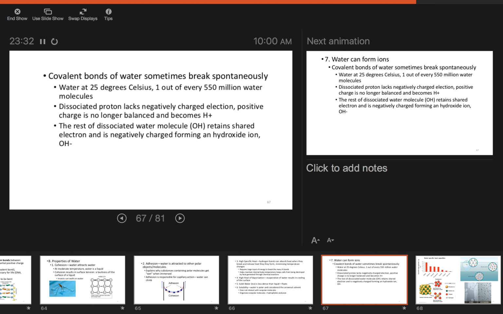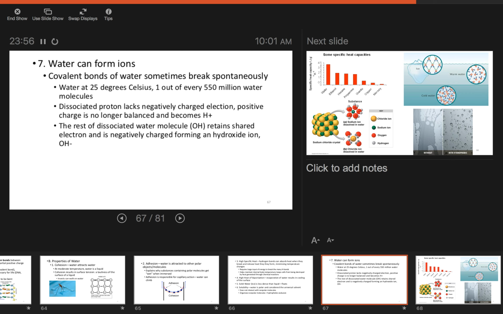Now, covalent bonds of water can break spontaneously. So if I have water at 25 degrees Celsius, 1 out of every 550 million water molecules will break spontaneously. And so what happens is I just kind of have a proton, aka hydrogen, floating around, and an OH group on the other end just floating around, but then they can find each other and reform bonds. So that's what water dissociation is. Next, water can form ions.